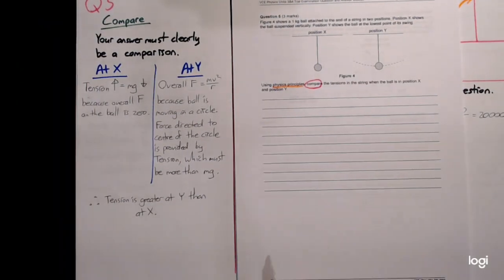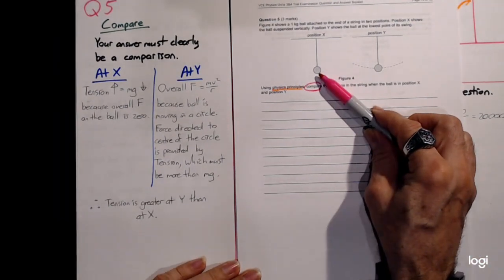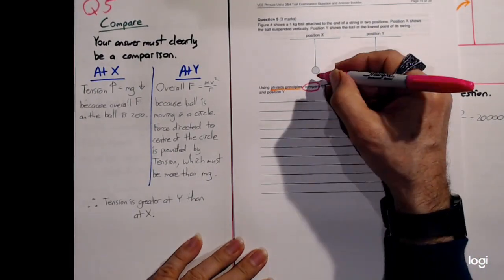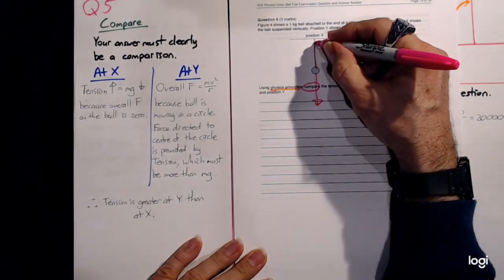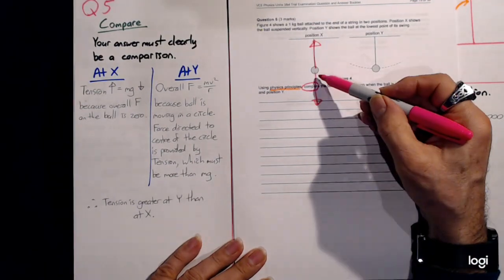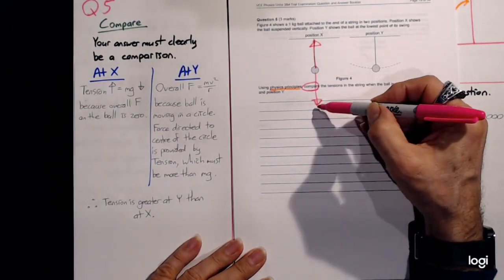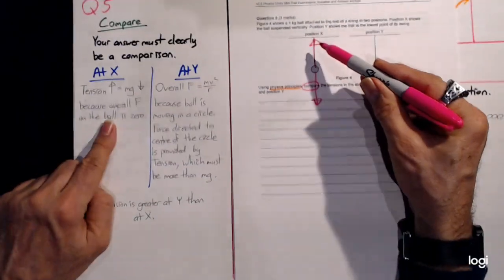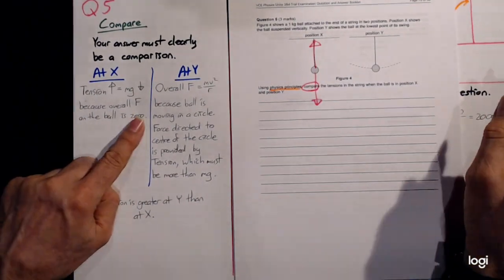Right? So, at X, you had this situation before, right? That will equal that because the thing isn't going down and it isn't going up, so mg equals tension in the string. Easy. That's all it is. The overall force on the ball is 0.